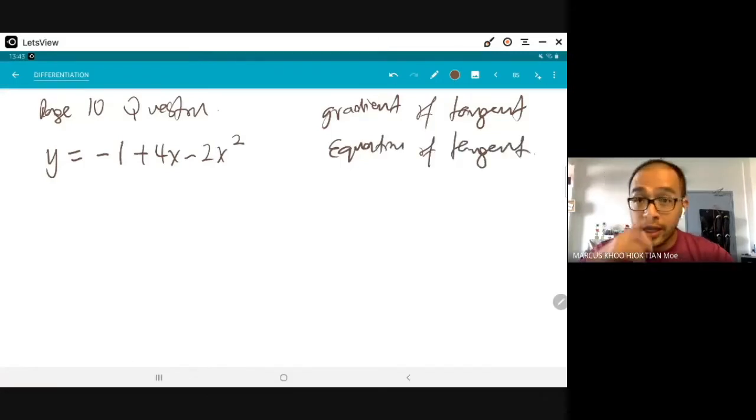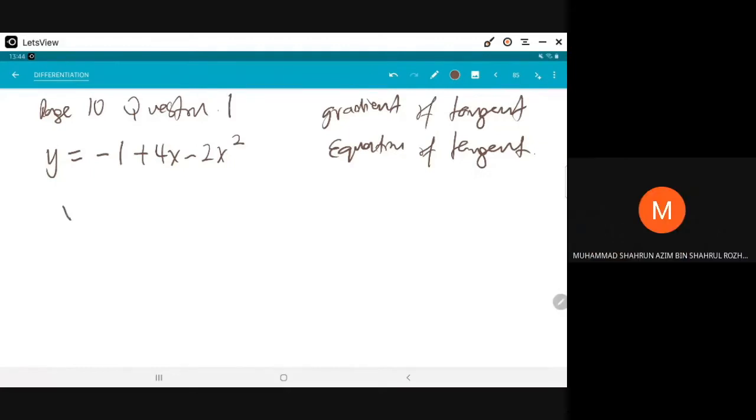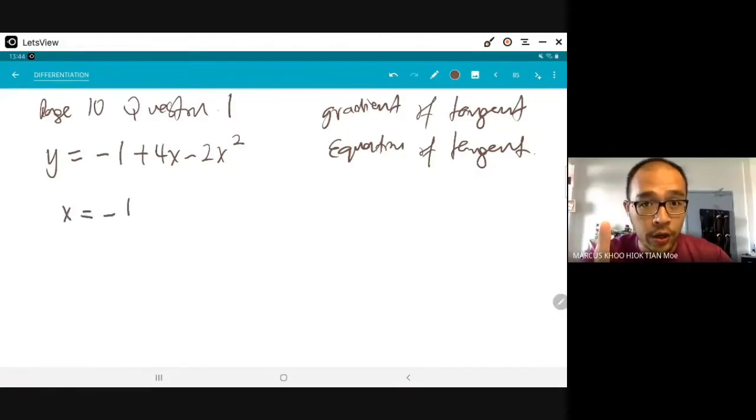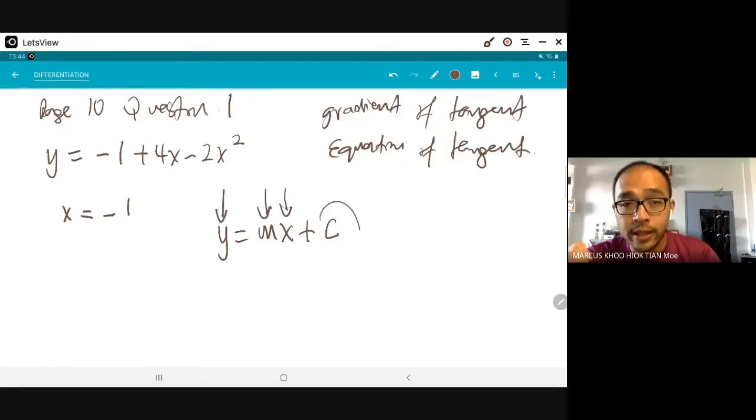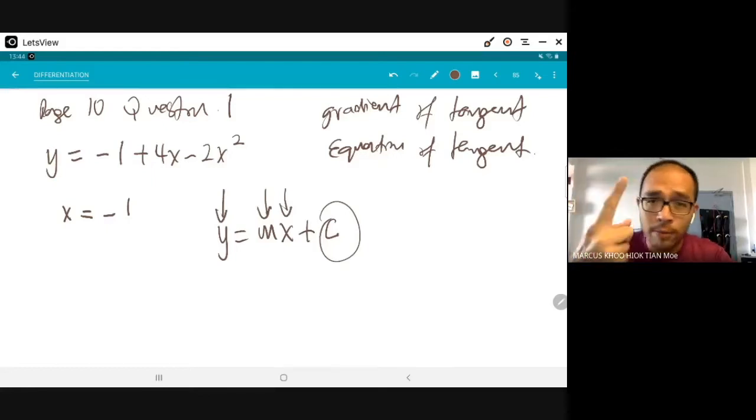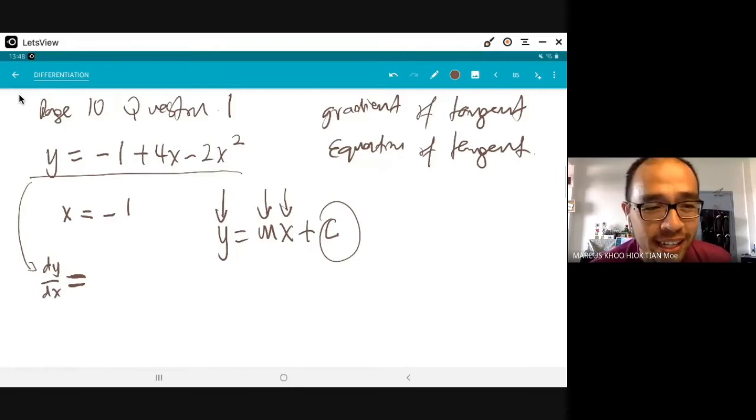So here are the steps. Number 1, differentiate. Number 2, find the value of the gradient. How do you find the value of the gradient? You substitute the x coordinate. What is the x coordinate in the first question? -1. Once you have the gradient, you put it into y = mx + c. Substitute x, substitute m, substitute y to find the c. This is a standard one. Once you have the gradient and 1 point, you can find the c. Then tell me what is the equation of the tangent. I give you 2 minutes to do this. This is very easy.